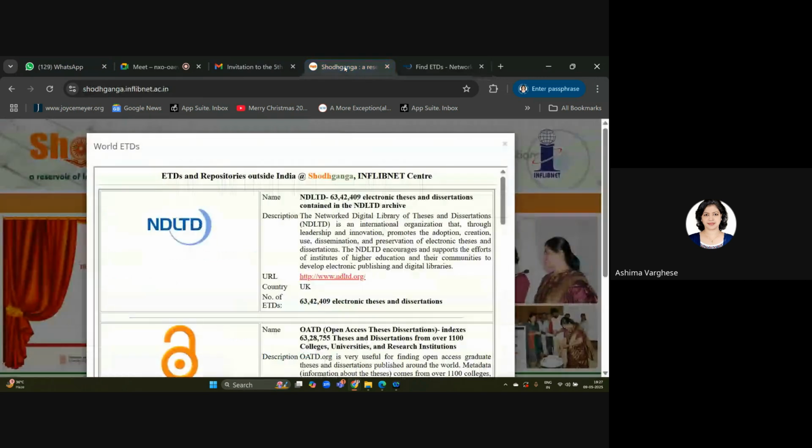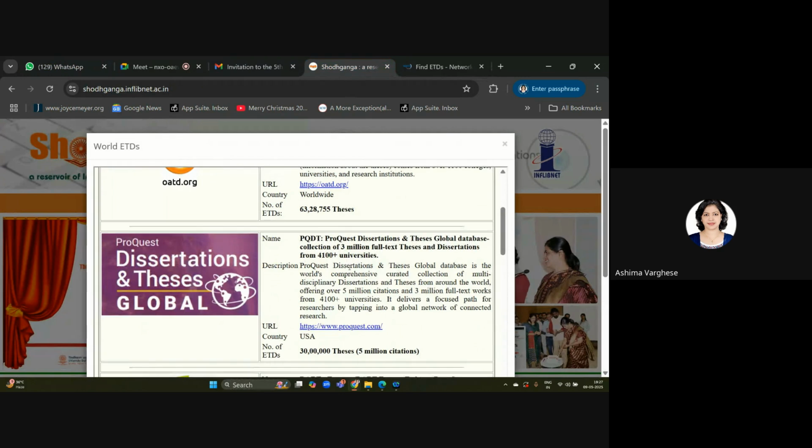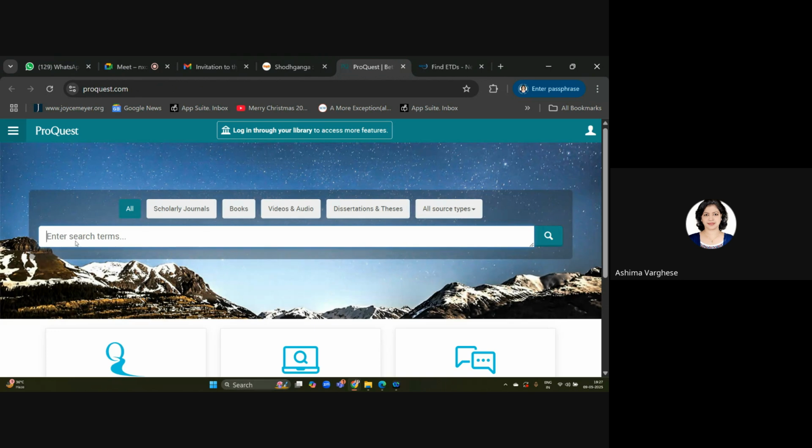Okay. Another thing is, I'll go to ProQuest. I'll let you know how to download it. Okay. Here, when I go to proquest.com, this is the URL. This is free to use. You can log in through your library, means your university's library. Otherwise also you can get it free of cost. There's no registration required as such. Okay. Here scholarly journals, books, audio videos are there, but we are interested in theses and dissertations.